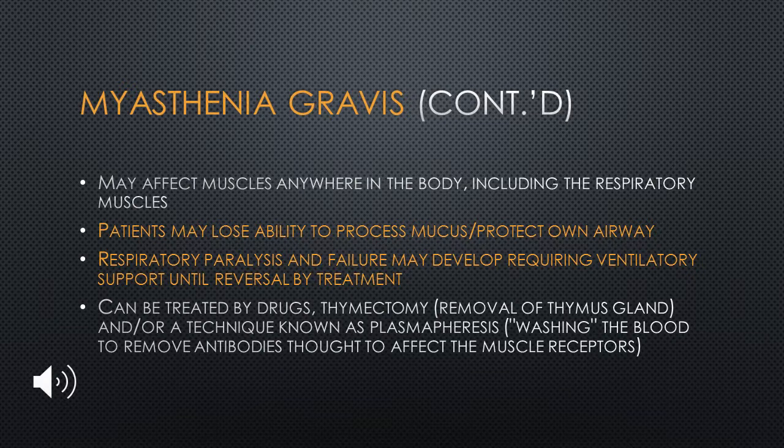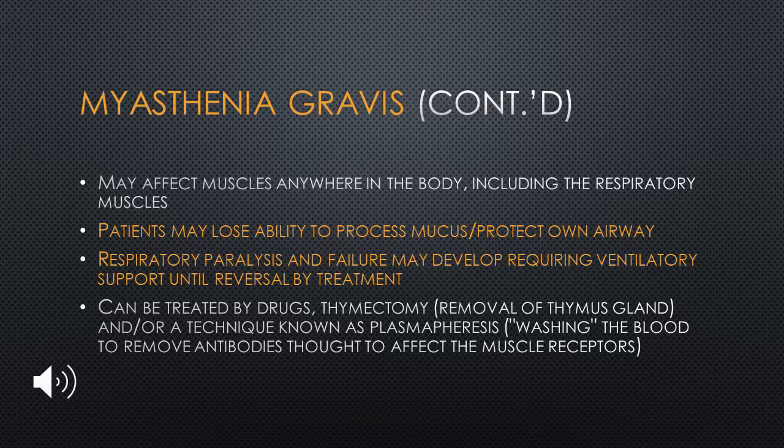So this process can occur at any neuromuscular junction. Its relevance here is when those neuromuscular junctions are between nerves and muscles of the respiratory system. There's a bunch of different treatments: drugs, removing antibodies from the blood. Also, removing the thymus gland.